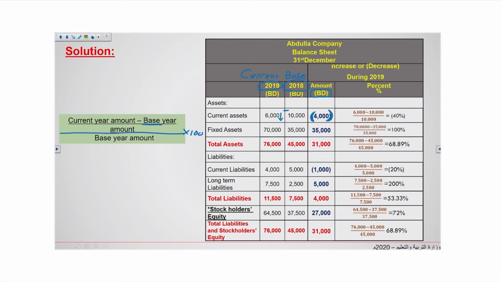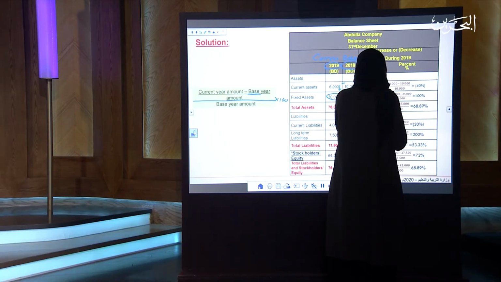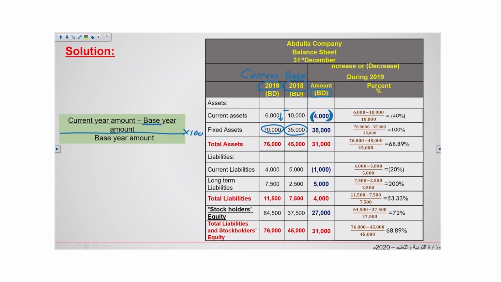Okay, the same for fixed assets. We have 70,000 in the current year and 35,000 in the base year. So in the current year, it increased. So 70,000 minus 35,000, we get 35,000. Okay, let's see the total assets: 76,000 for the current year and 45,000 for the base year. We can compute it: 76,000 minus 45,000 will give us 31,000.